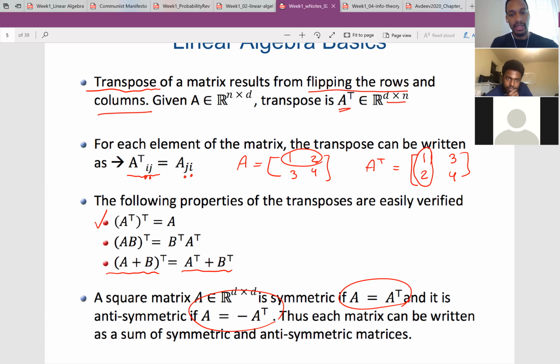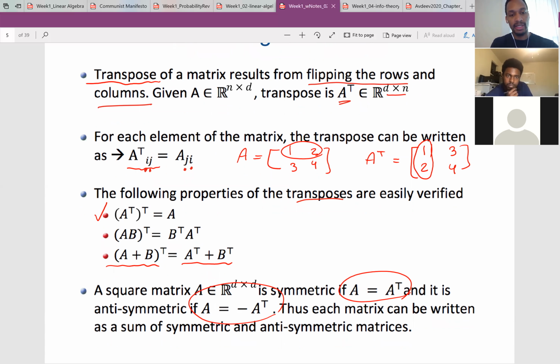Then there are some properties of transposes. The transpose of a transpose is the original matrix. The transpose of a product, you flip the product and take the transpose of each element. The transpose of a sum of two matrices is the sum of each matrix transposed individually.